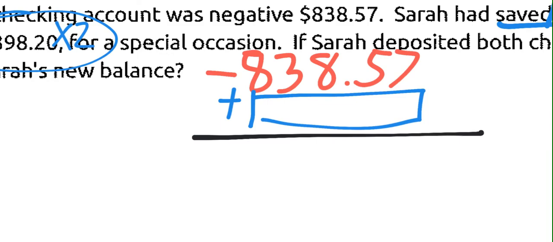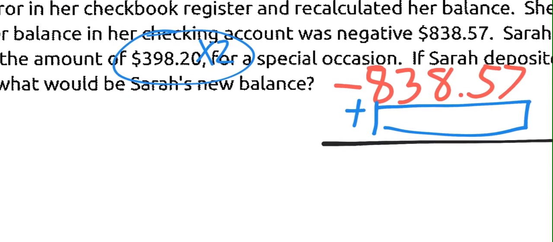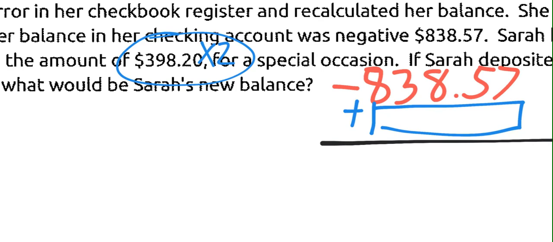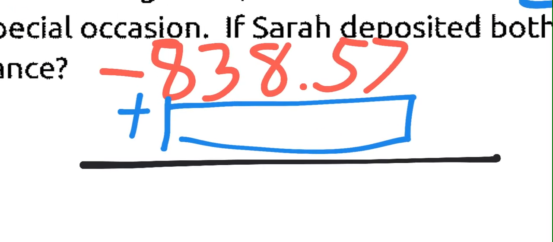If you get stuck, let me know. So I'm going to say it one last time. Multiply that $398.20 times 2, because you have 2 of those paychecks. Insert it here and subtract. Check it on a calculator later if you need to.